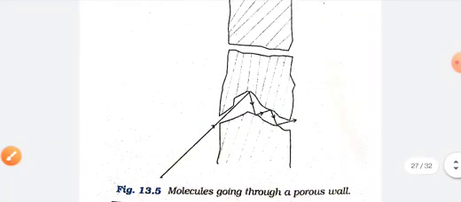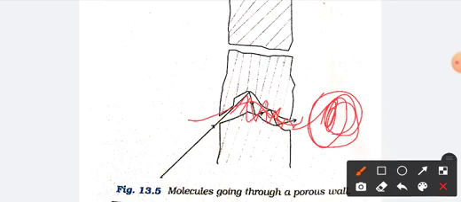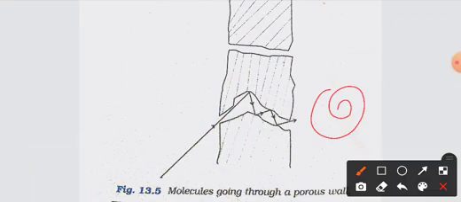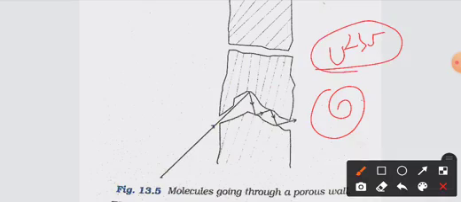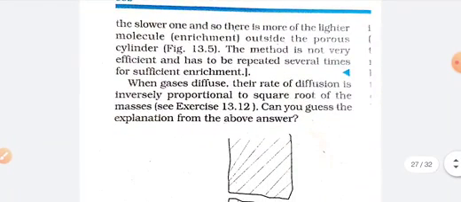The molecules which are faster will be more on this side now, because they will strike the walls. If the speed is more, then they will strike faster, and they will reach here in more numbers. So the molecules reaching this side will be more, those of smaller mass or greater velocity, and that is U-235, which we require for nuclear fission. Okay, so by this process we can separate uranium-235 from uranium-238.